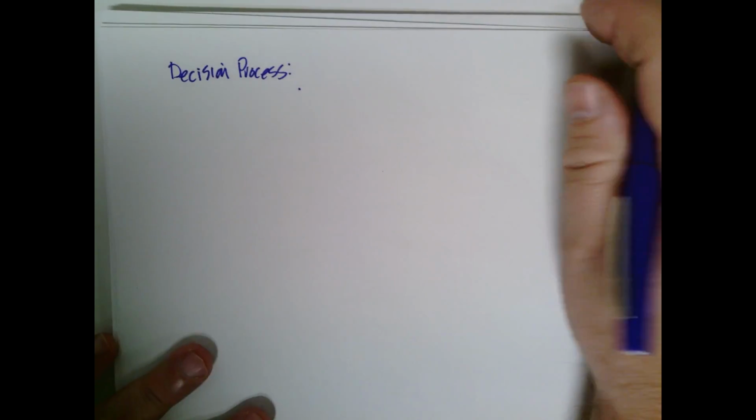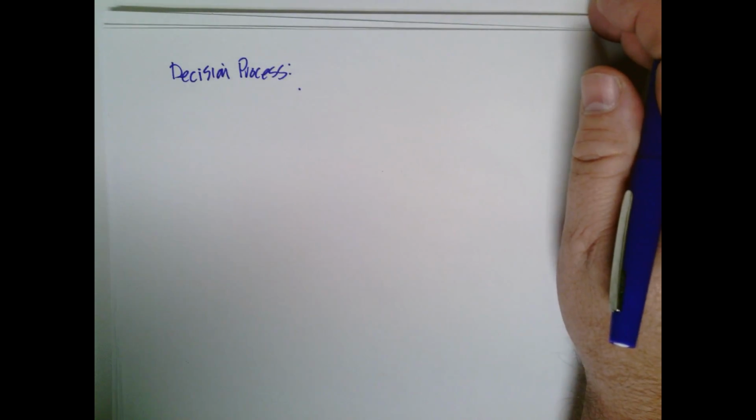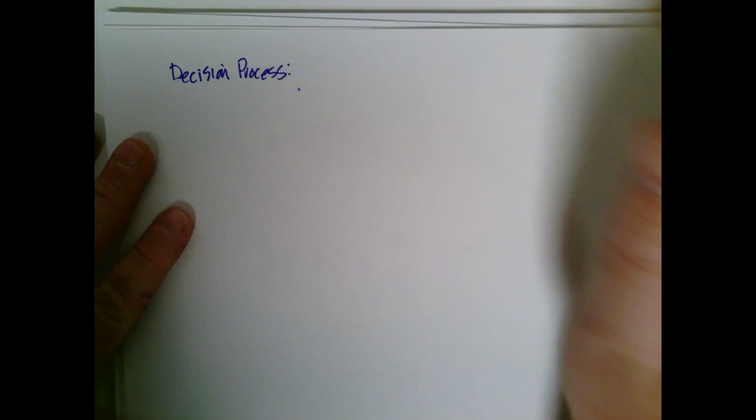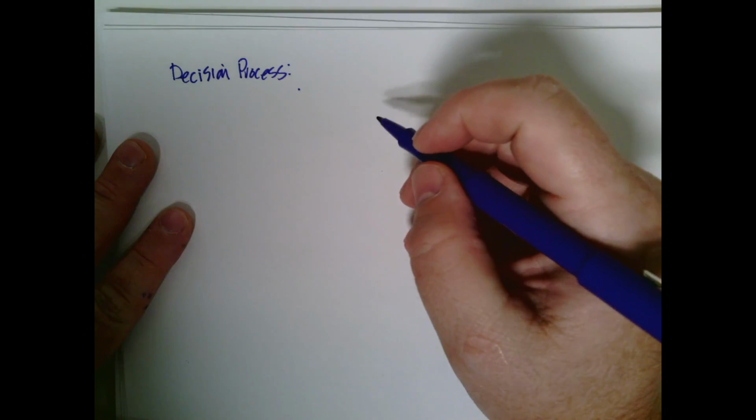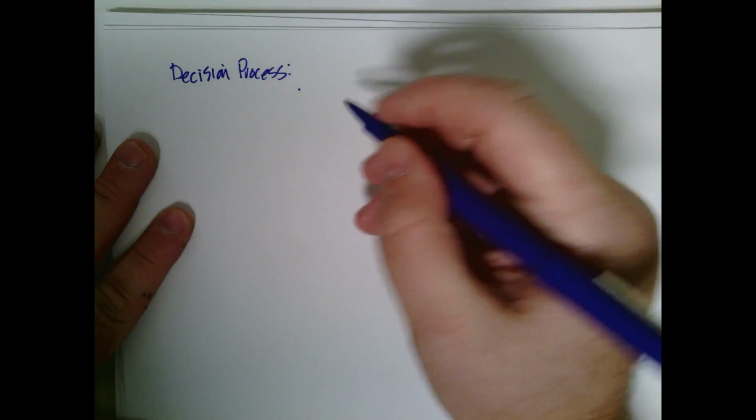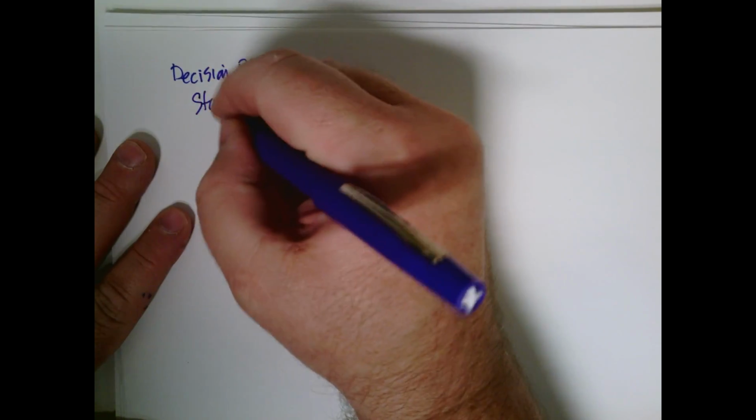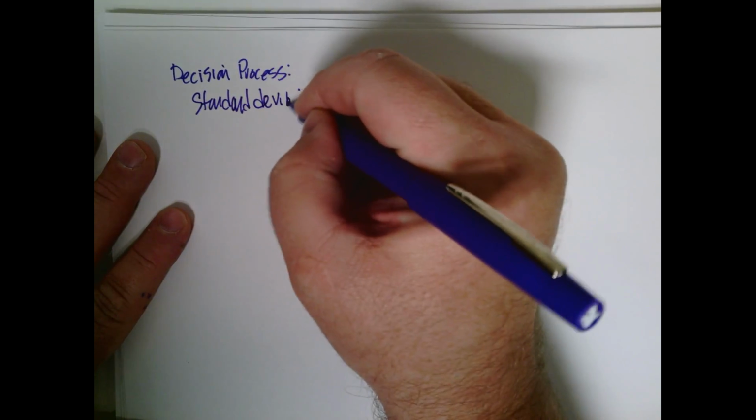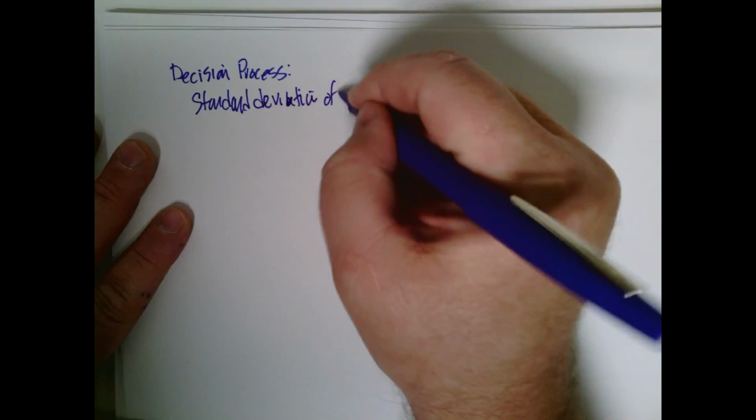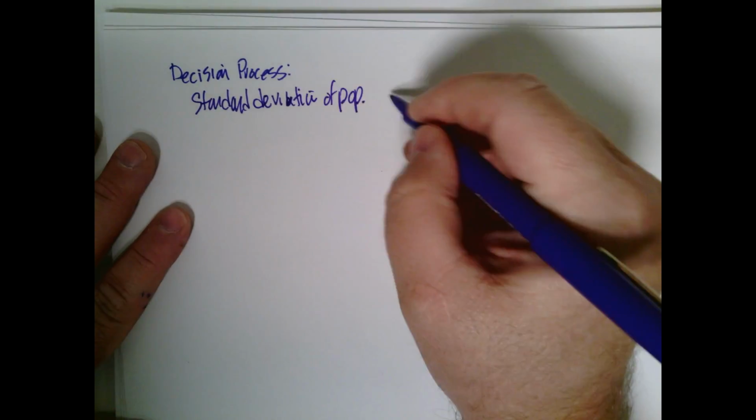To do the confidence intervals for the mean, you have to go through a decision-making process first. And that is really dependent on if you know what the standard deviation of the population is. Alright, standard deviation of the population is sigma.